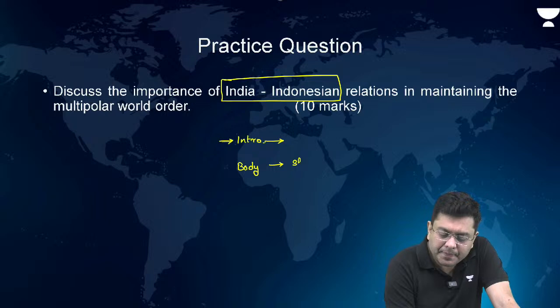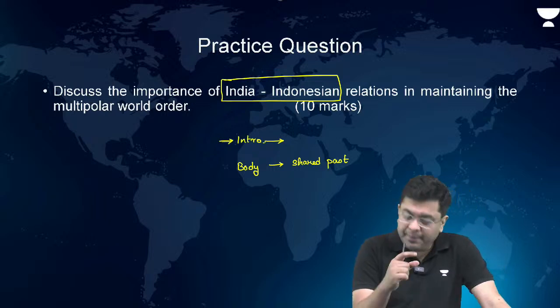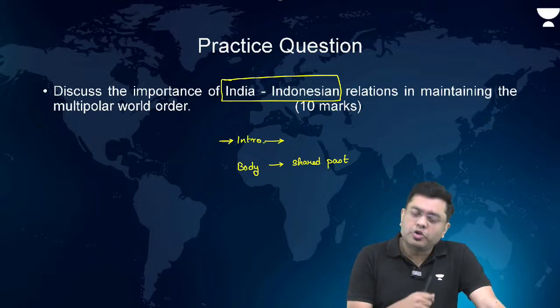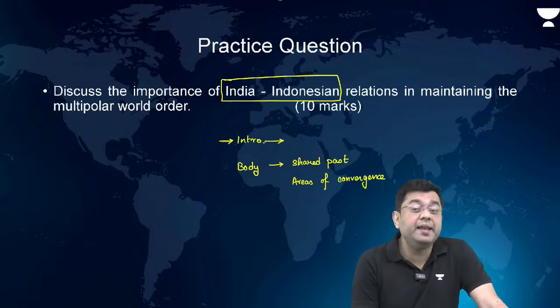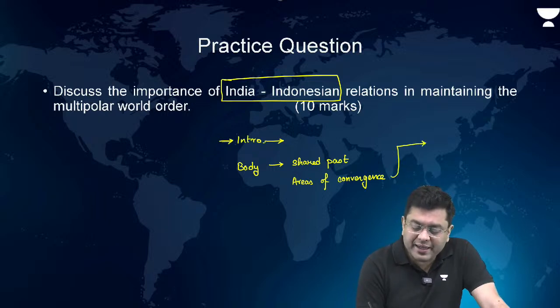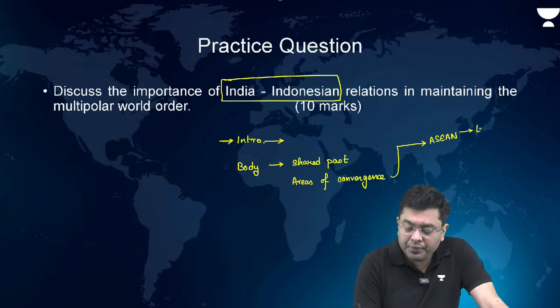the shared past briefly. Don't overstress on the shared past. Keep it brief. After that, talk about the areas of convergence, because the question is about multilateralism. So in areas of convergence, you have to give increased stress to ASEAN, Look East policy, right? Then after that, G20, promoting global common good. Then after that, BRICS.